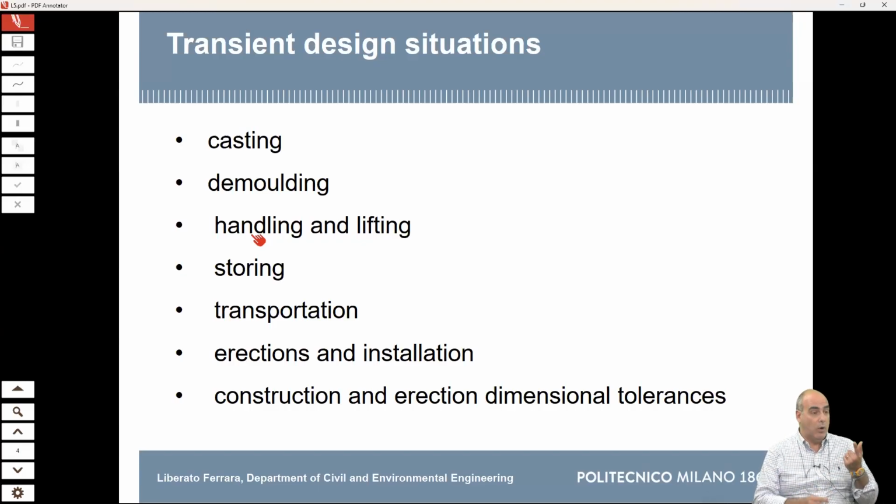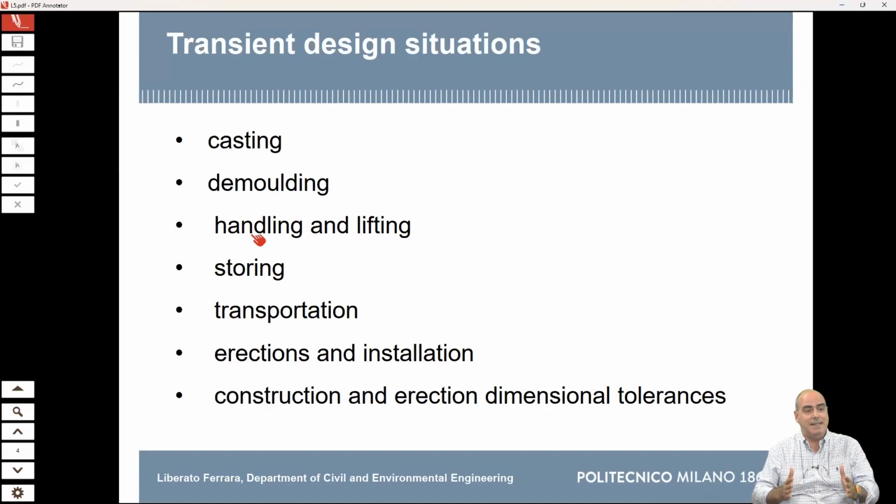Then there is the demolding, the handling and lifting, and storing. Handling and lifting happens first in the factory, because you have to move from the precast yard to some storage yard and then wait for the transportation and so on. Storage, transportation, erection and installation. And when you go there, you always have to consider that there are construction and erection tolerances.